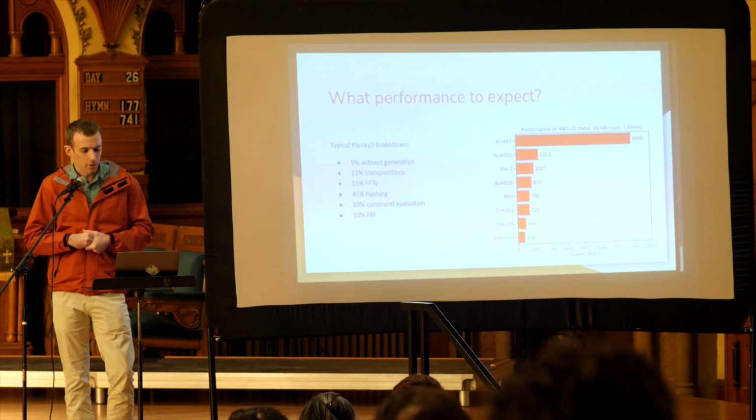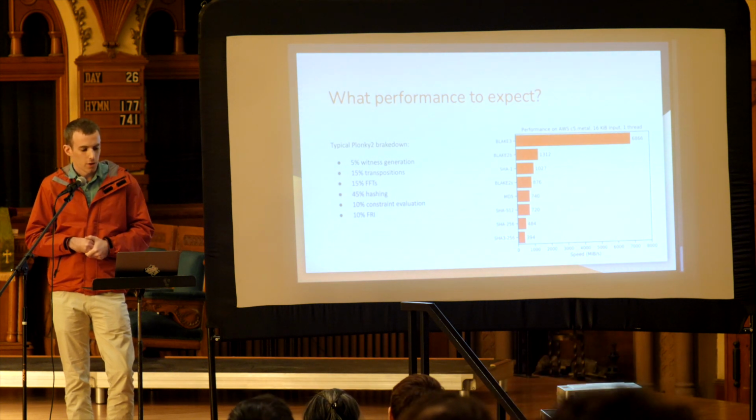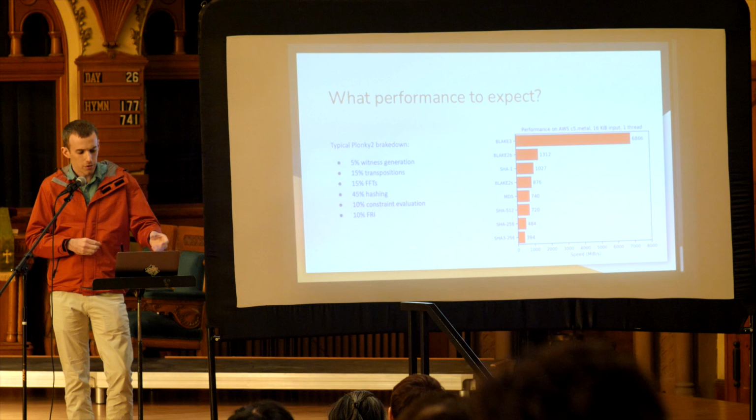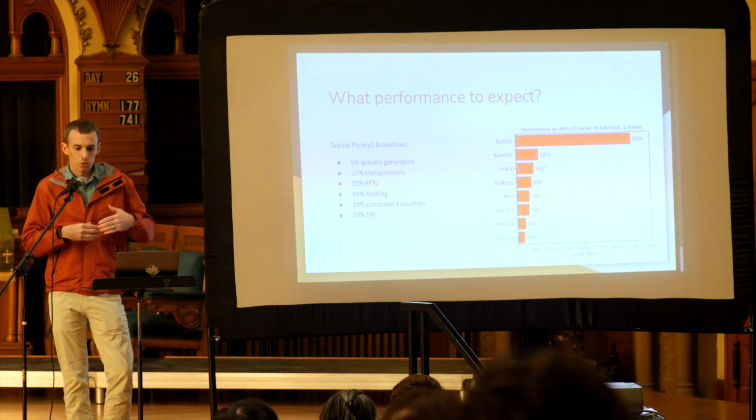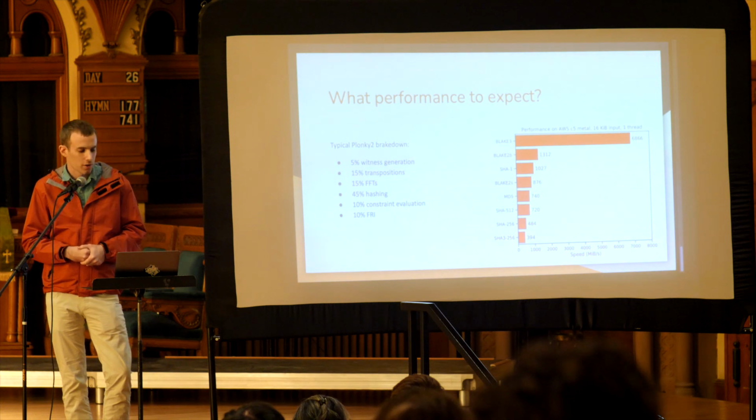Besides that, I think just using the smaller field, this 31-bit field, would speed up a lot of things here. A lot of these things are memory bound, so if we're loading half the data from memory, then everything should get twice as fast.